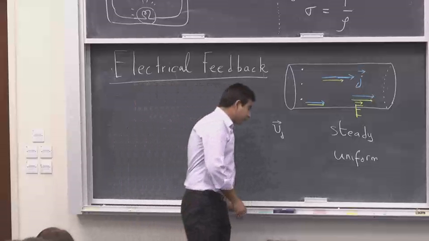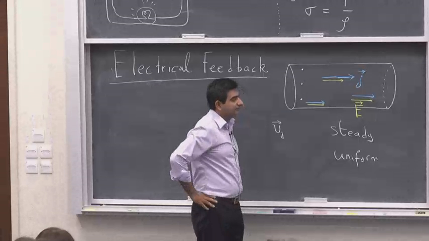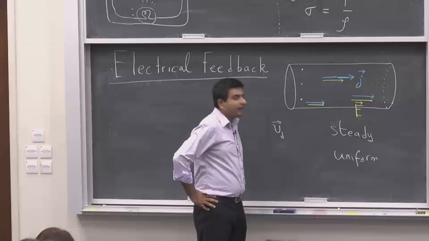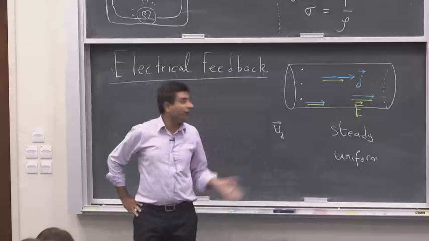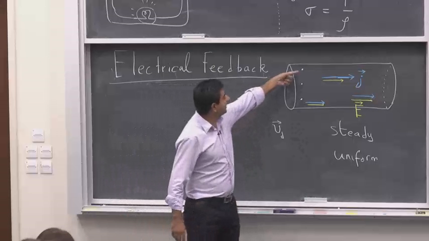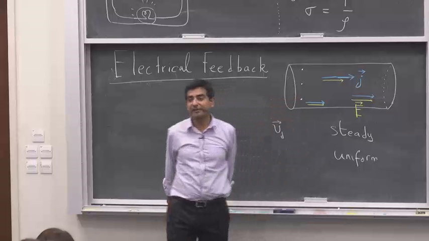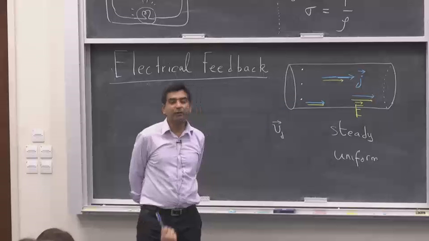Now the first question I would like to ask is, what's your intuitive idea of the electric field? Whether the electric field should be the same here, here, here, or should it be different? Is it uniform or non-uniform? What do you intuitively think?